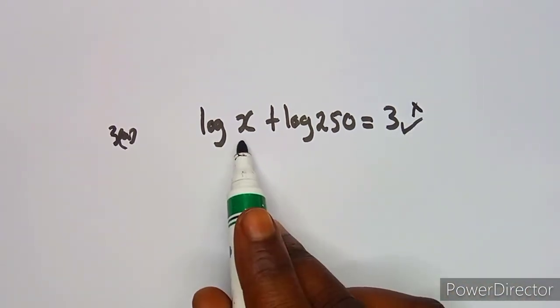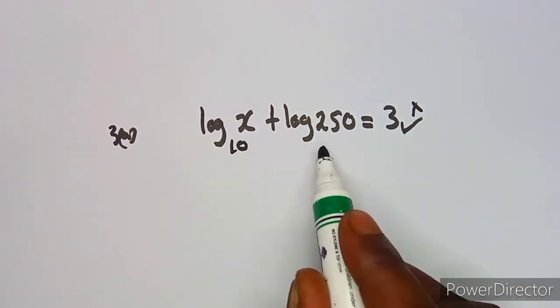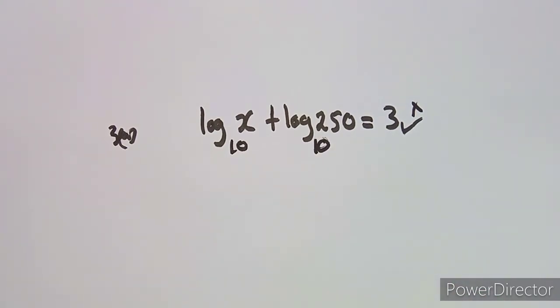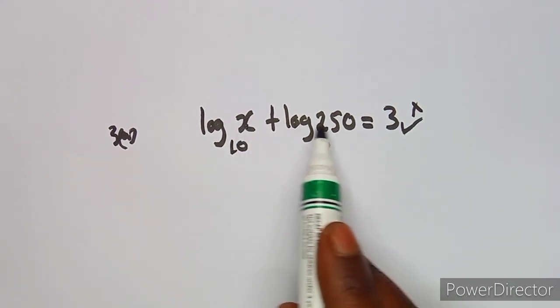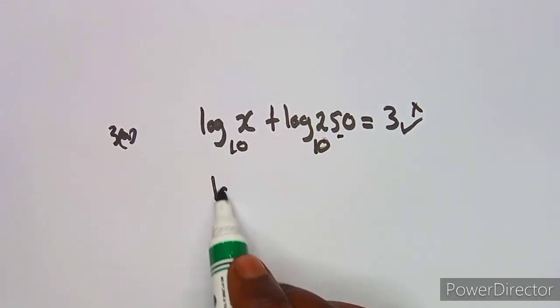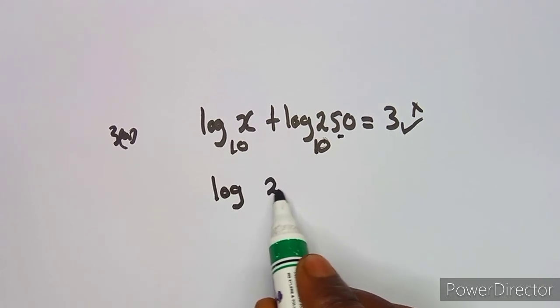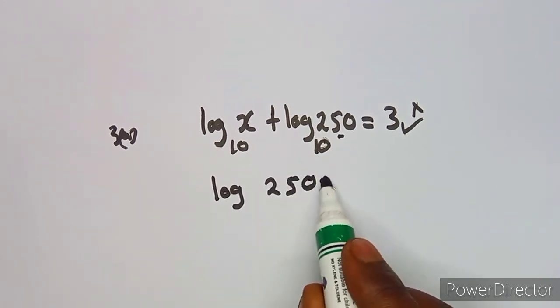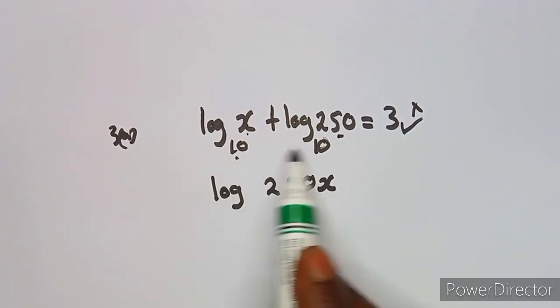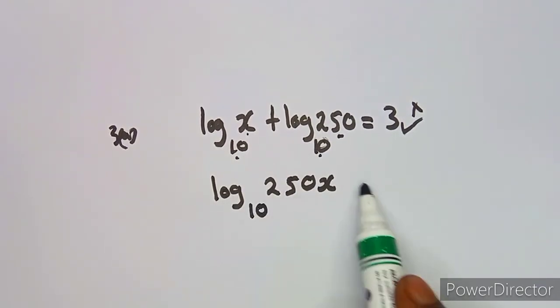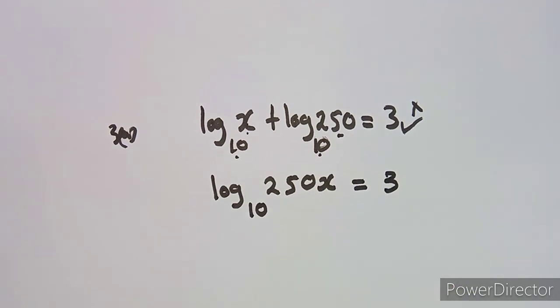But here the bases are the same, because this is base 10 and base 10. If it's not given a base, you know that you're in base 10 by default. That one you must indicate. So we are back to adding of logarithms. We are going to multiply the numbers, which is x times 250. So it's going to be 250x. You're multiplying x by 250, that's 250x, in base 10, which is equal to 3.